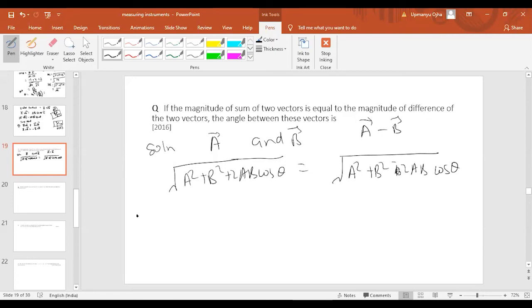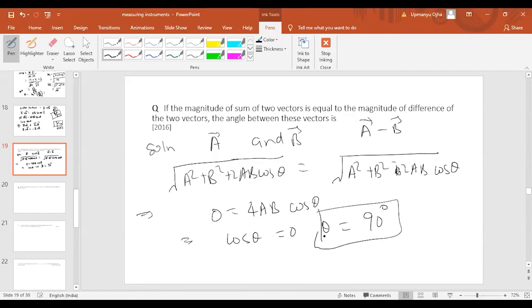So if we square on both sides, A square and B square will cancel out. We get 0 equal to 4AB cos theta, which gives cos theta equal to 0, where theta will be equal to 90 degrees. Okay, so when theta is equal to 90 degrees, the magnitudes of A plus B and A minus B are both the same. Okay, that is the solution of the first problem.